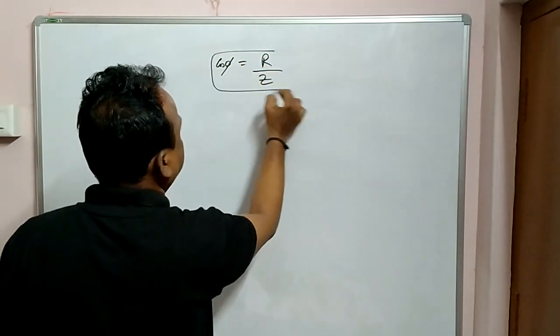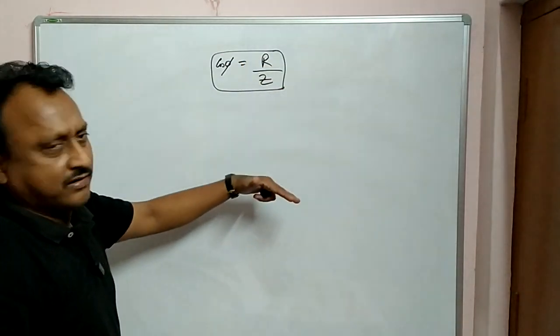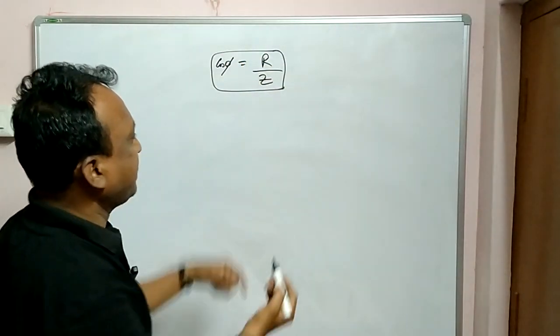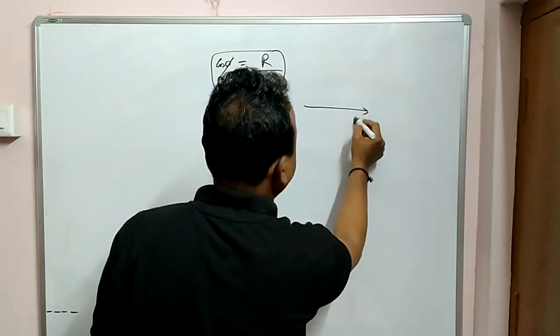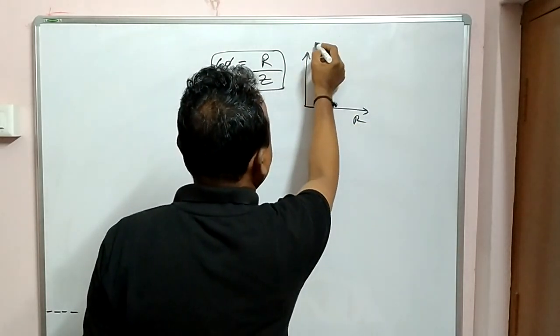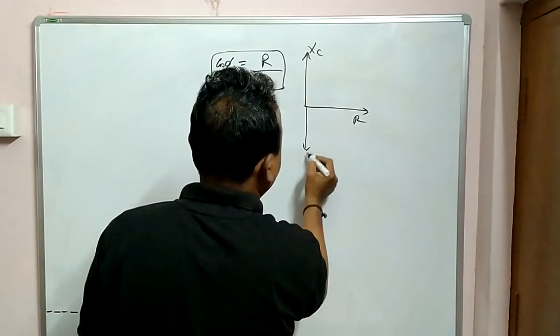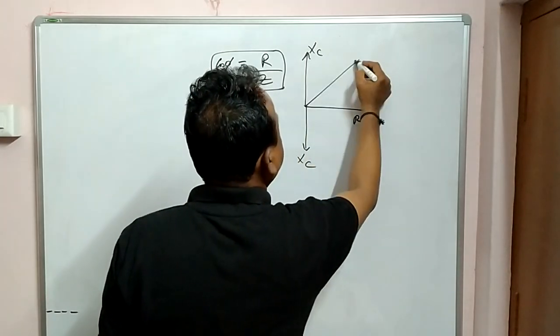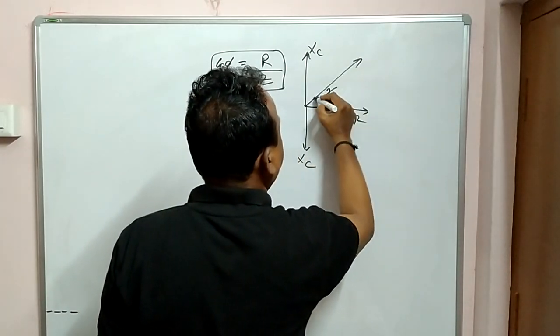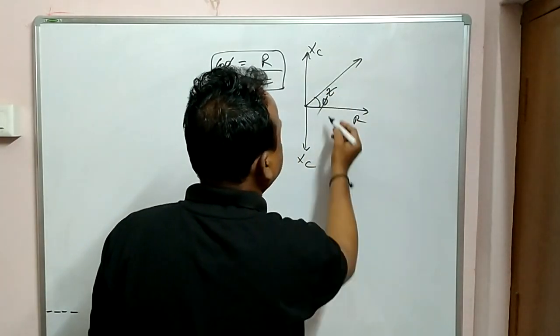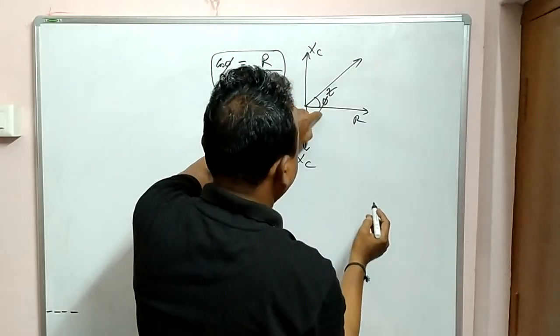This is very important while solving numericals. Okay? That is the resultant. For example, if resistance is there, inductor is there, or capacitance. So this is the resultant Z phi. Okay? So from this you can calculate tan phi as well as cos phi.